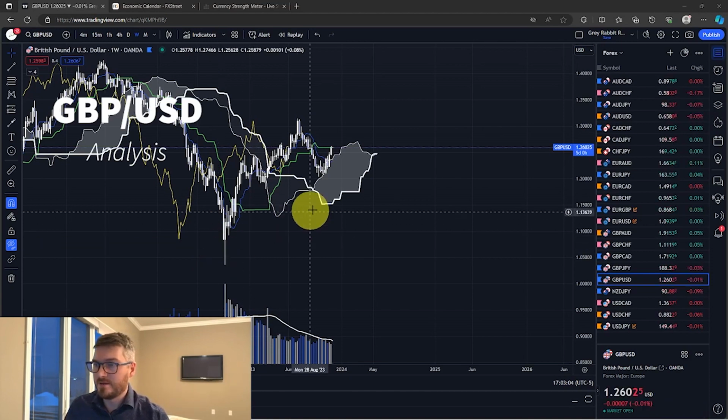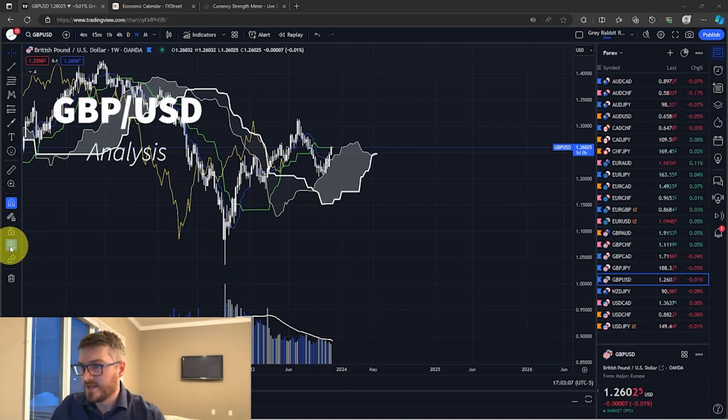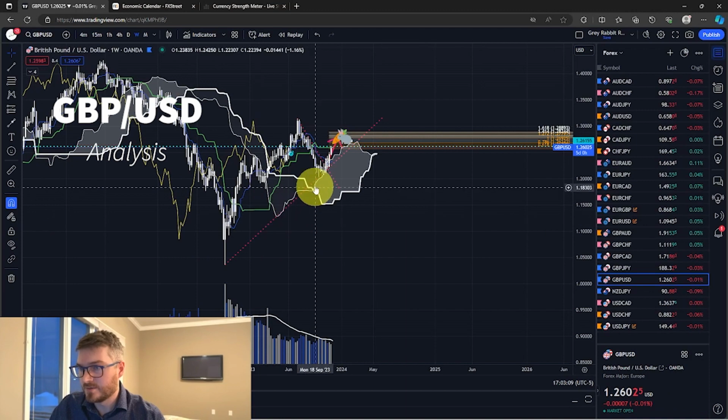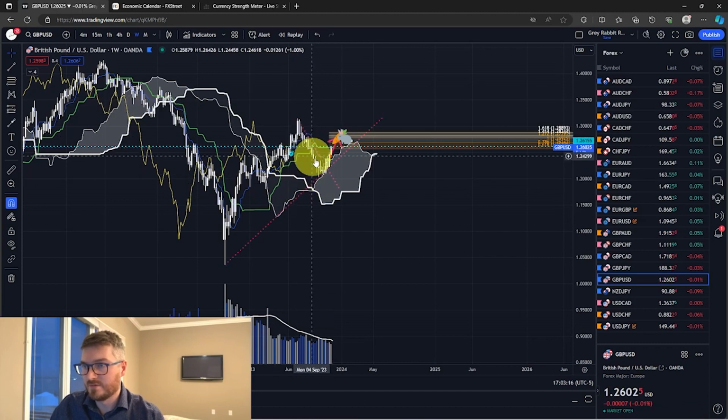Okay, British Pound, US dollar on the weekly. And let me just turn my drawings on. So guys, looks like price has found support here. We have a higher low than this level here. So overall, it looks like we're getting support here off Senko Span A is what I'm trying to say.